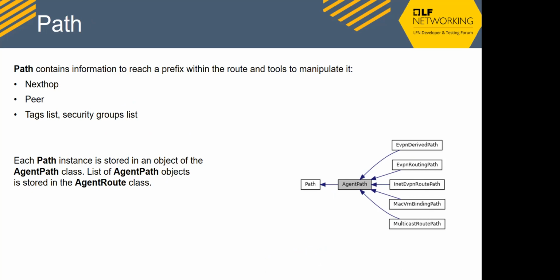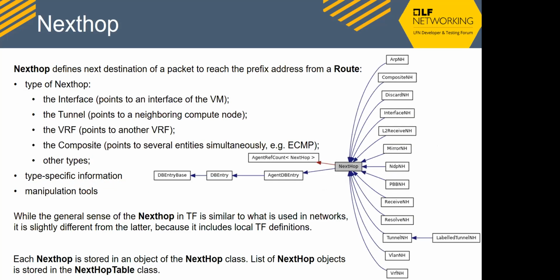Within path, we have 3 entities. We have next hop, peer, and other entities such as tag list, security groups list. Next hop defines next destination of a packet to reach this prefix address from route. Next hops of Tungsten Fabric in general are similar to their definition, which can be found in Wikipedia, but they can hold some additional information.